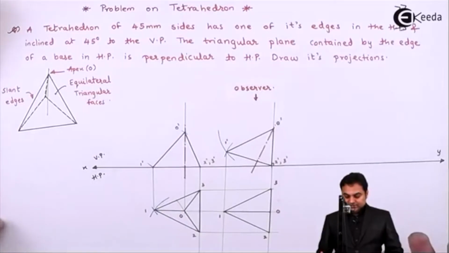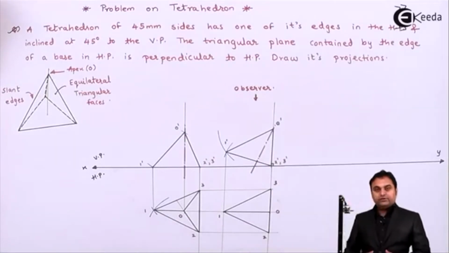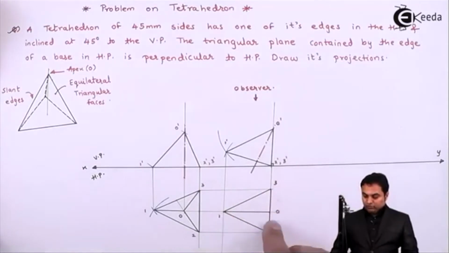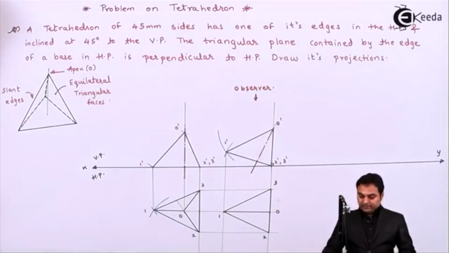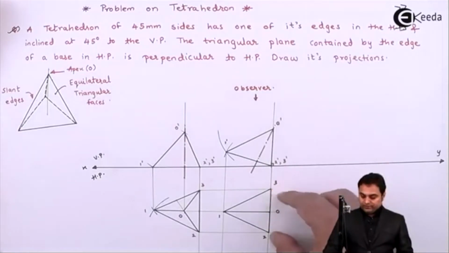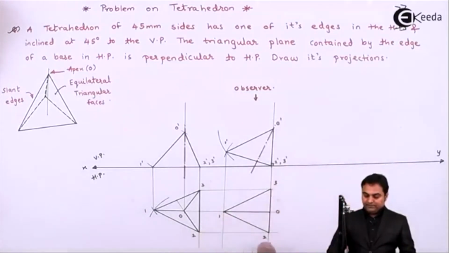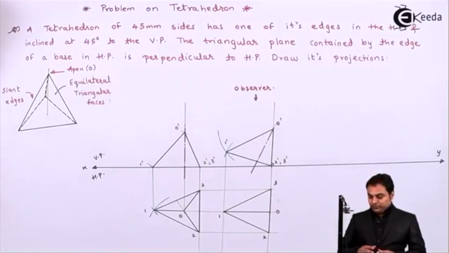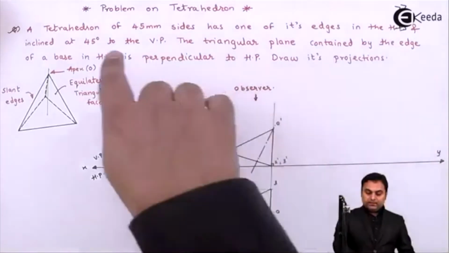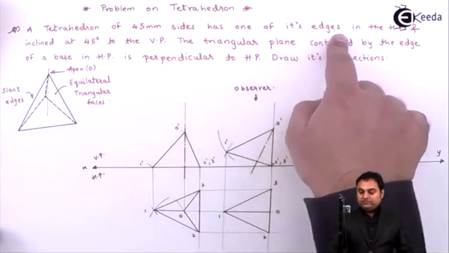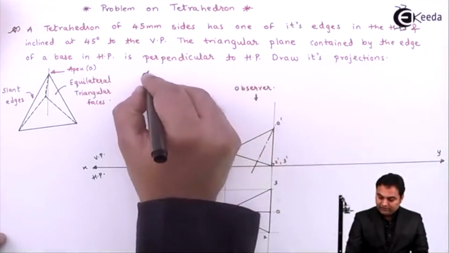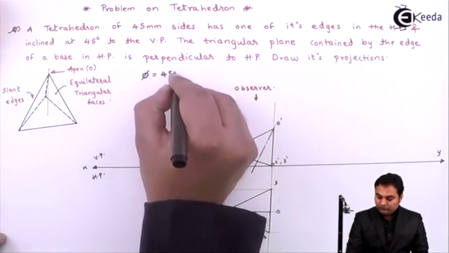Now the next condition is, if we look at the tetrahedron here, the triangular faces 103 and 102 are visible, and then the triangular face 203 is appearing as a line, and the complete base, that is 123, is visible. So in the next condition it was given that a tetrahedron of 45 mm sides has one of its edges in HP and inclined at 45 degrees to VP. So the inclination with VP is given, that is denoted as phi. So phi is equal to 45 degrees.